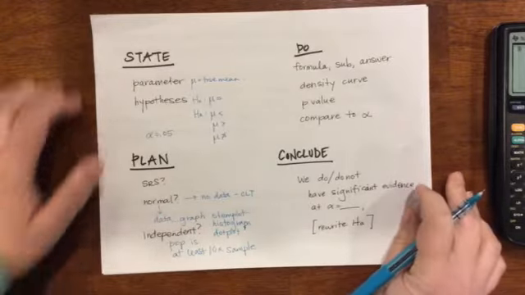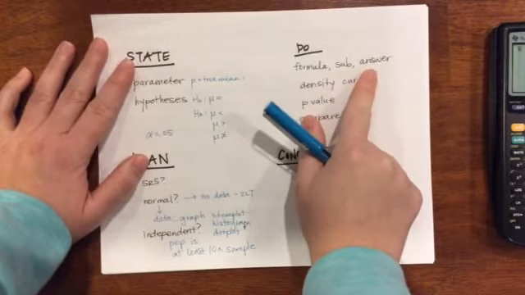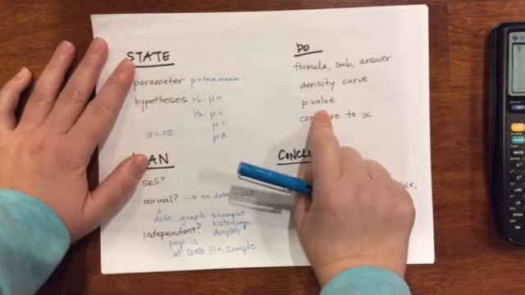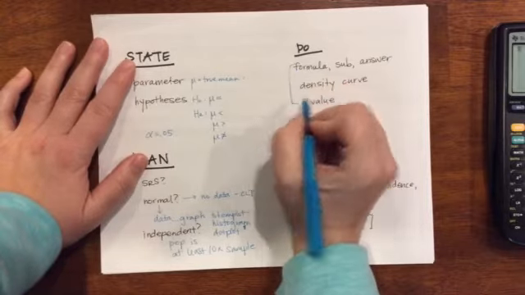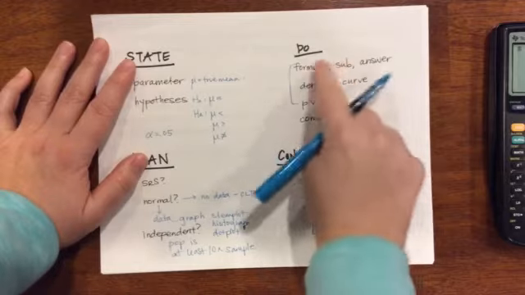All right, so when you're ready to actually do the problem, you want to write out the formula with substitution and the answer. You want to draw a density curve and shade it correctly. You want to find the p-value, and you want to compare it to alpha. The calculator can do those three things. So this is where your brain comes in, and this is where the calculator comes in, and I'll show you how to do that.